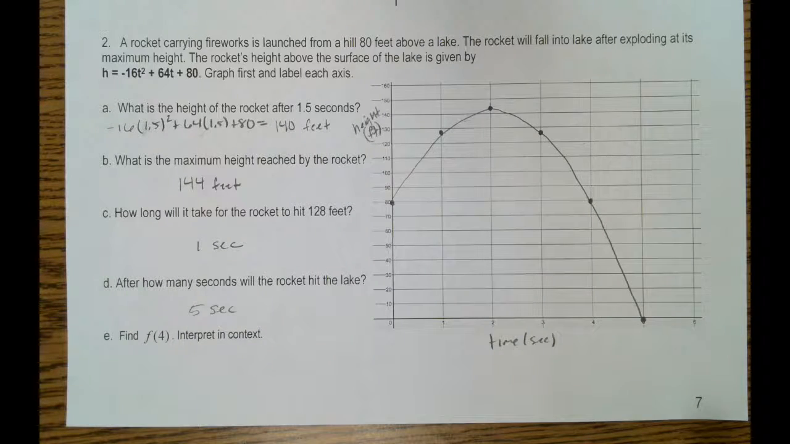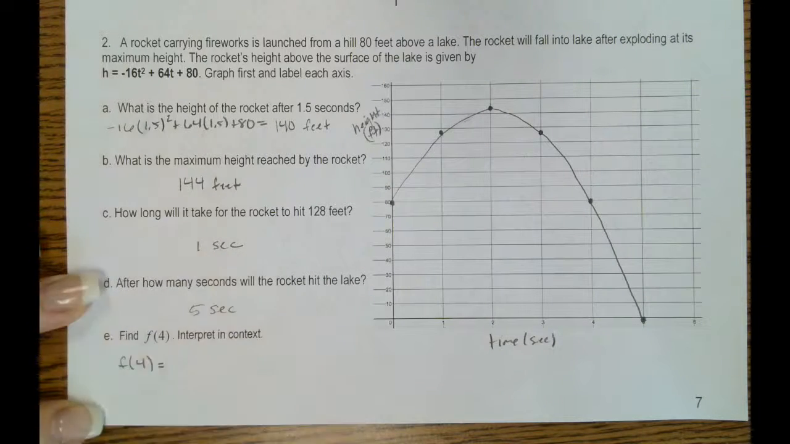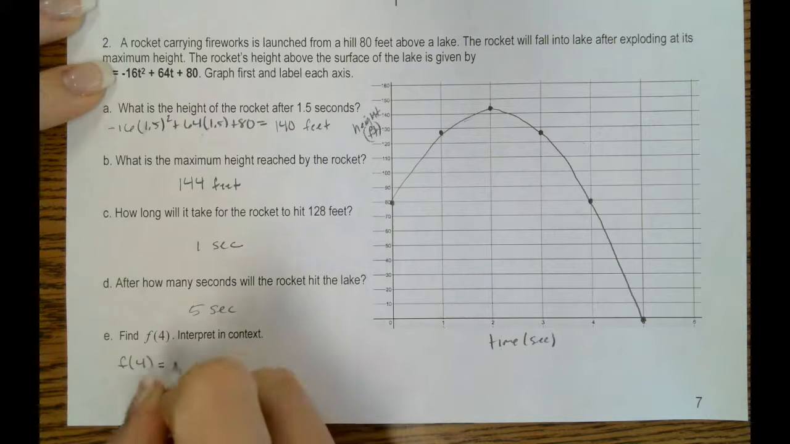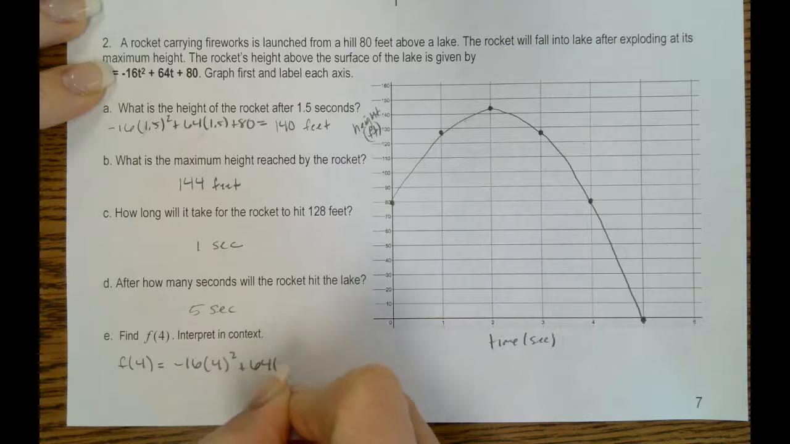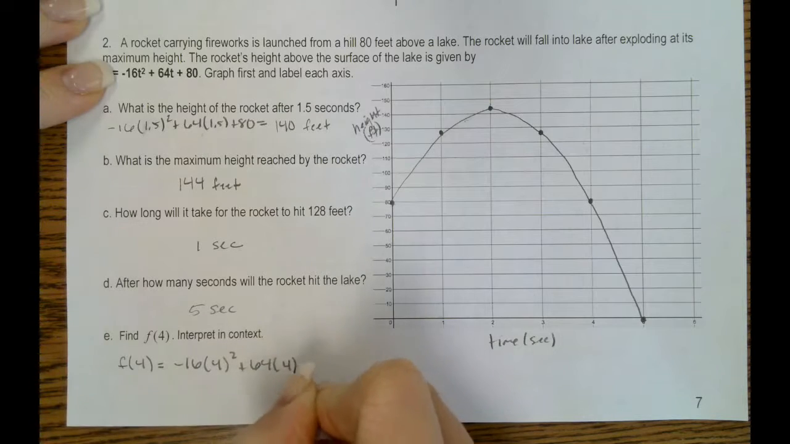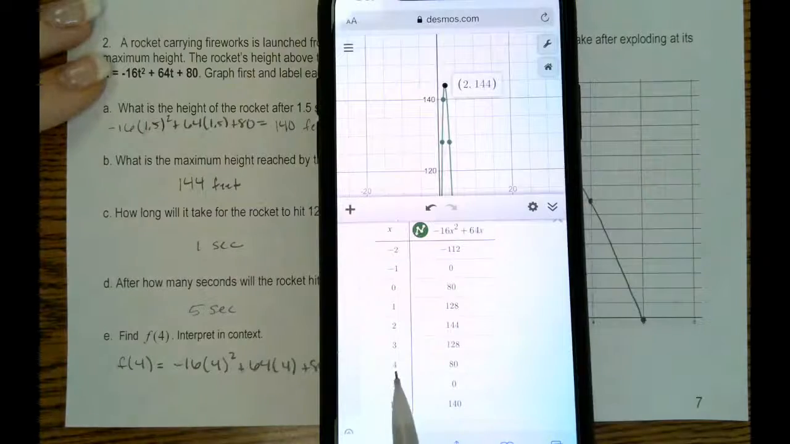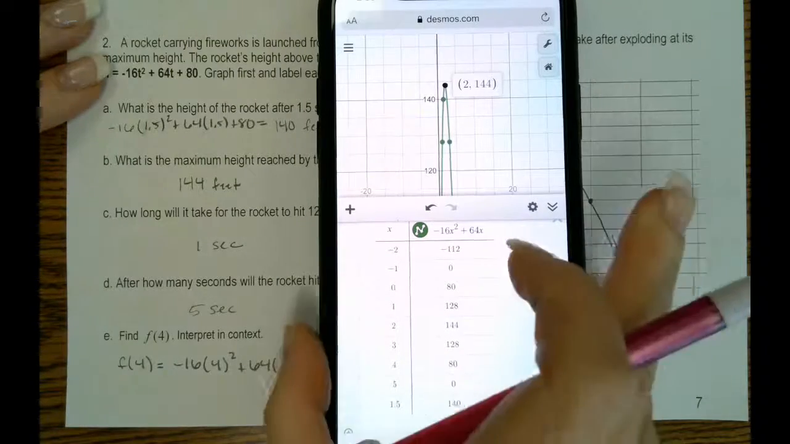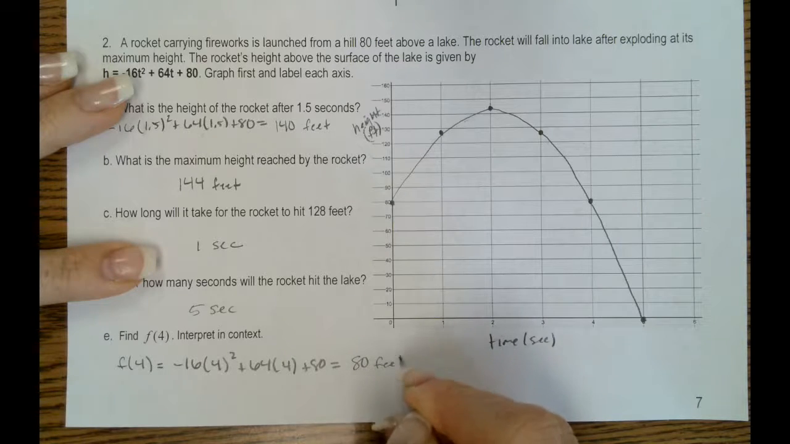Then it says find f of 4 and interpret the context. So we have 2 different ways of doing this. We can plug it into our equation, of course, or we can just go straight to our table. 4 corresponded to 80. And this would be in feet.